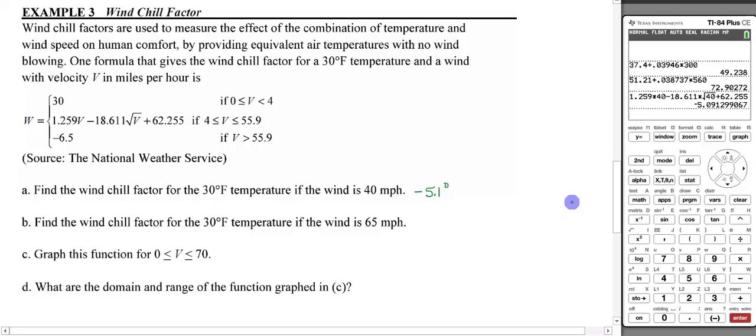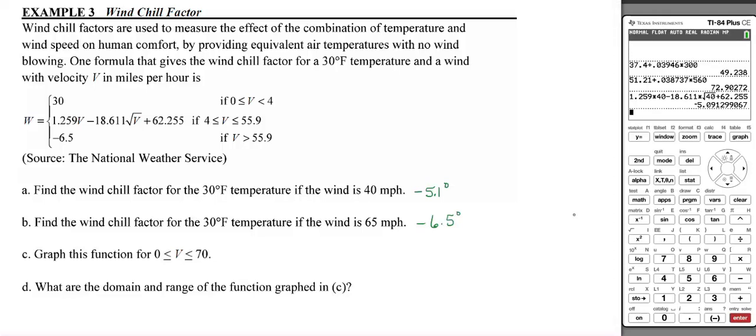The wind chill factor for 30 degree temperature if the wind is 65. So if it is 65, that's going to be bigger than 55.9. So it's just this constant function of negative 6.5. It just feels cold, negative 6.5 degrees.